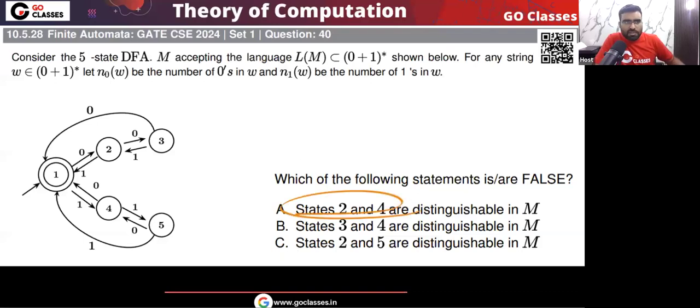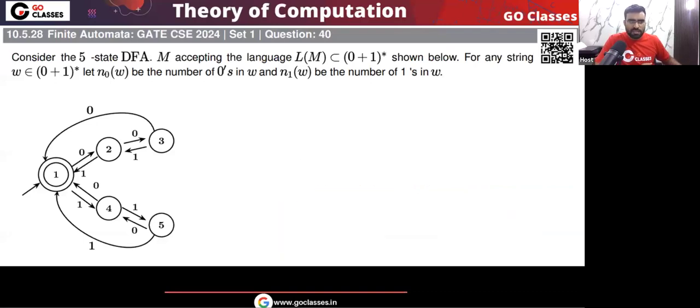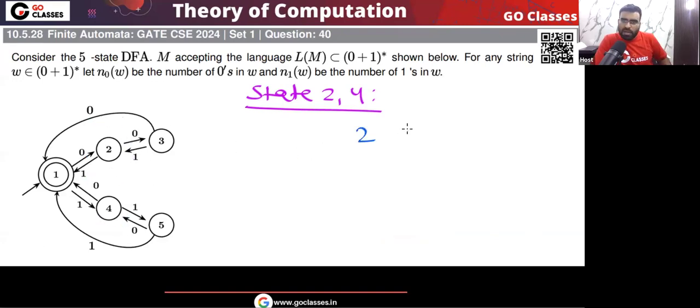The question is asking about states 2 and 4. Are they distinguishable? Let's check states 2 and 4. Are they distinguishable or indistinguishable? Are they equivalent or not equivalent?